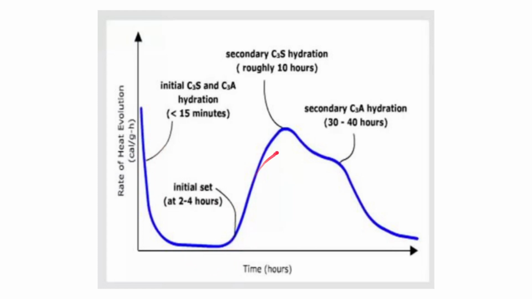Then again it gradually increases, around 10 hours, when the strength development starts. That is mainly because of the development of secondary C3S hydration products, after 10 hours. And then there is again a gradual decrease with a slight hump due to the secondary C3A hydration, which is around 30 to 40 hours. So all this is in the first week. Then it again gradually decreases, there is a decline, and after that the heat of hydration will only come after 1 week, when the belite phase starts to hydrate.